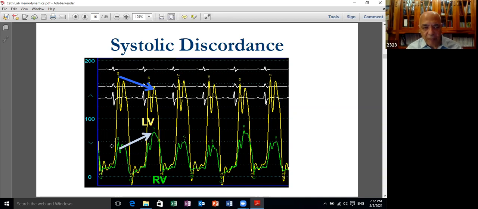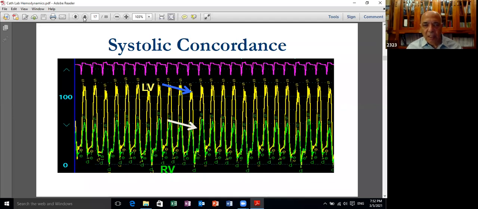So if you look at the beginning of inspiration, the rise of the right ventricular pressure results in a peak of the right ventricular pressure, which is at the lowest level of the left ventricular pressure. So the left ventricular pressure is decreasing, the right ventricular pressure is increasing in patients with constrictive pericarditis, and even the area under the pressure curve is decreasing in the left ventricle with inspiration, increasing with inspiration at the same time. And this is again against what is occurring in patients with systolic concordance, which occurs in restrictive cardiomyopathy and some cases of constrictive pericarditis.